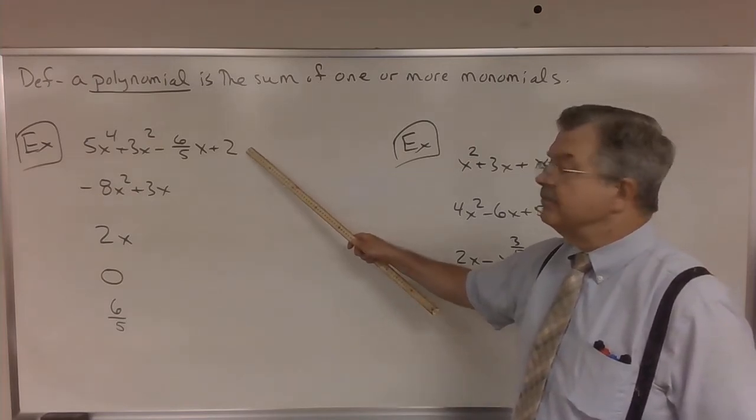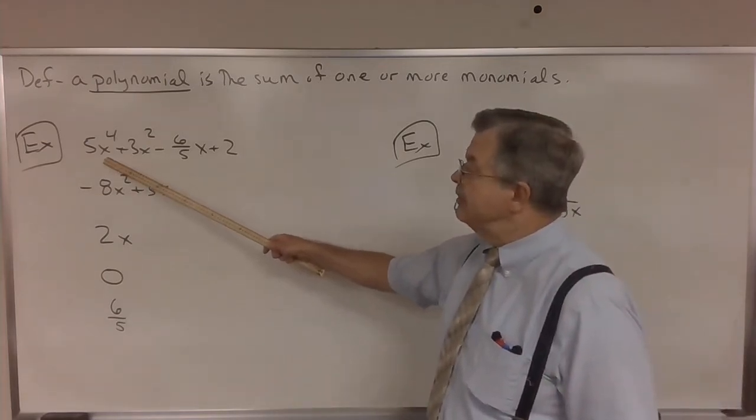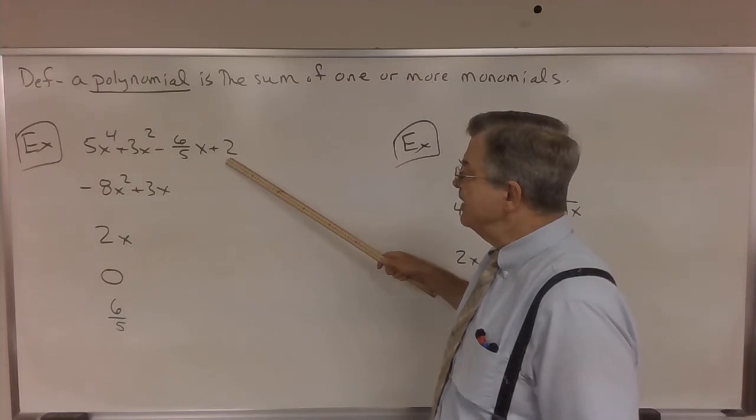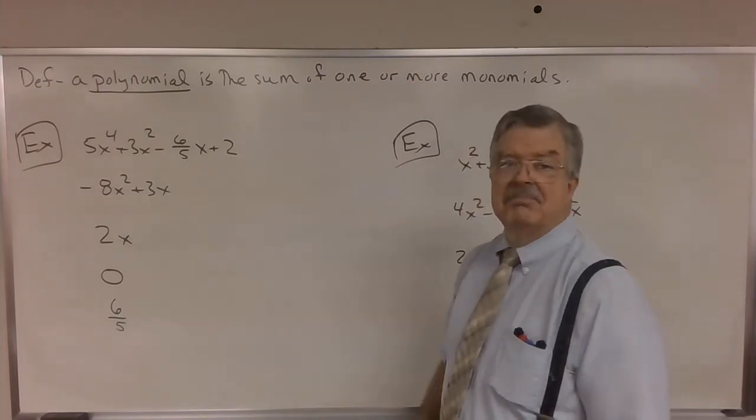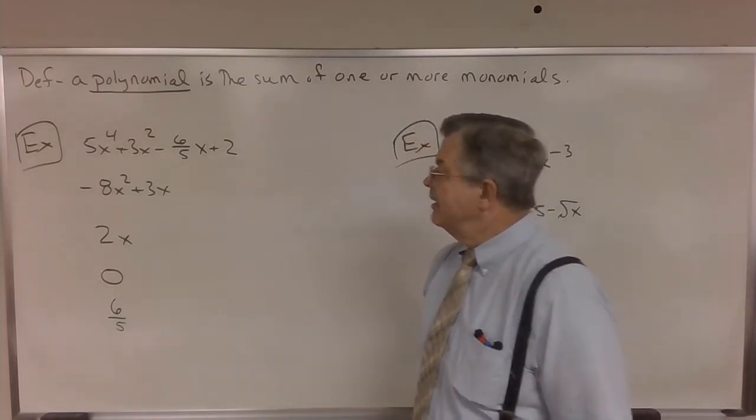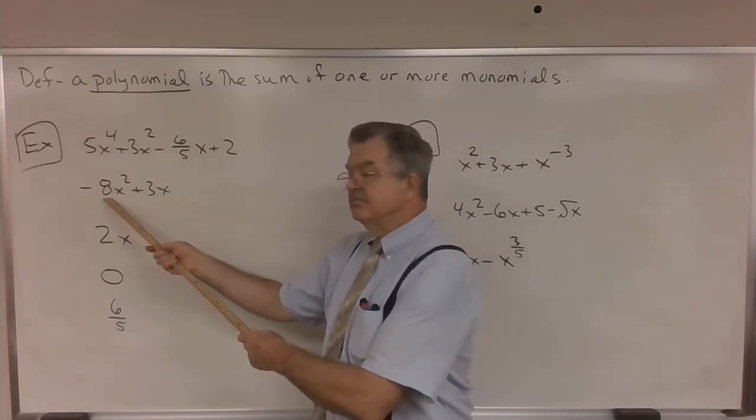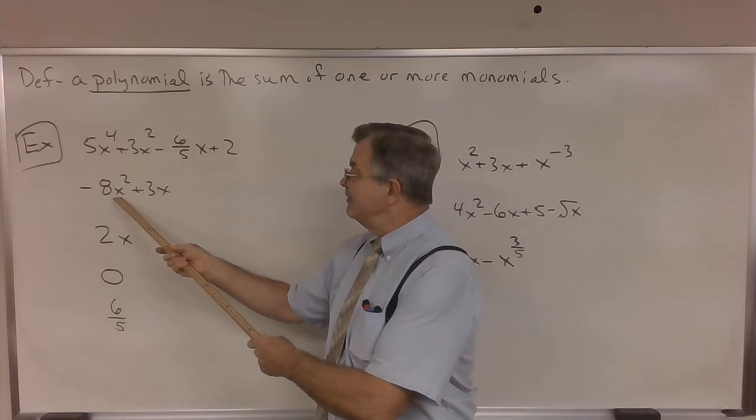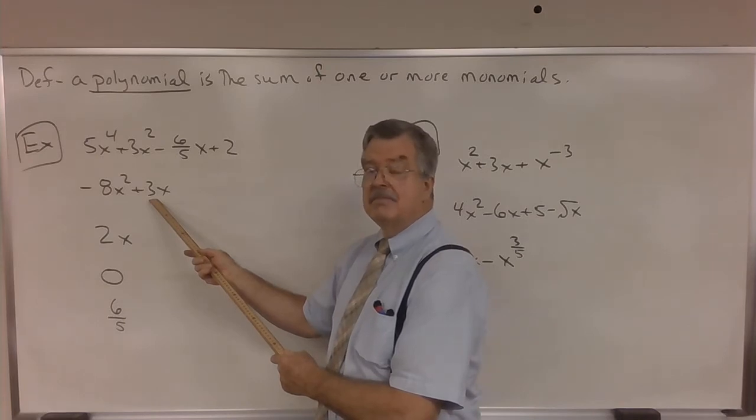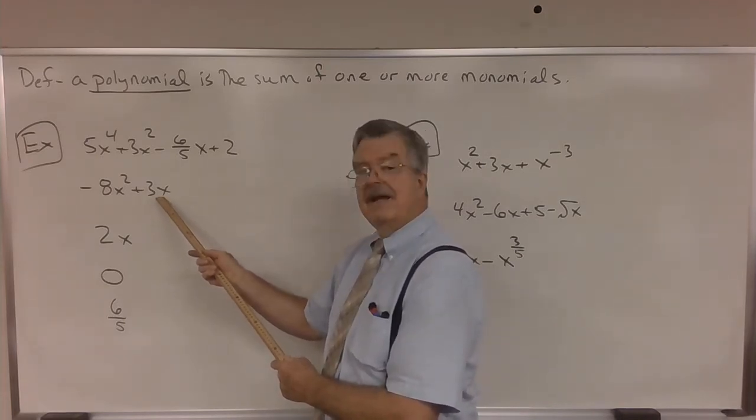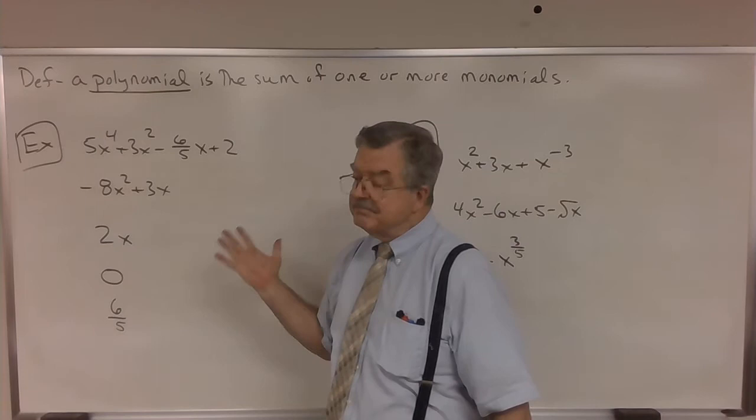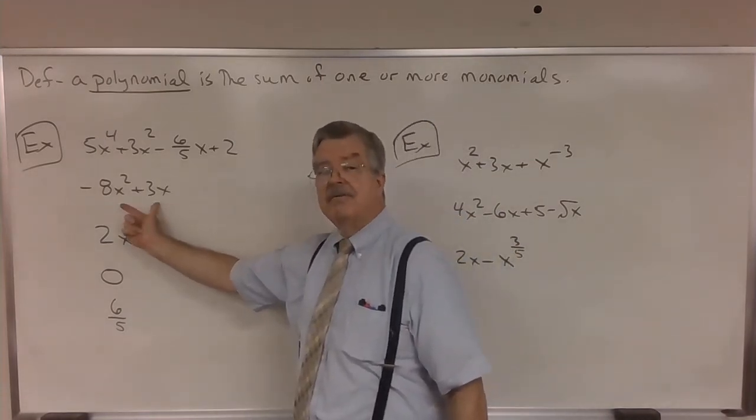So what about this? Well, let's see. Is this a monomial? Yep. Is this a monomial? Yep. Is this a monomial? Yep. Is this a monomial? Yep. It's the sum of monomials, so it's a polynomial. What about that? Is that a monomial? Yep. It's a real number times x to the power of a non-negative whole number. And this, is this a monomial? Yep. It's a real number times x to the power of a non-negative whole number, x to the first. So this is a polynomial because it's the sum of two monomials.